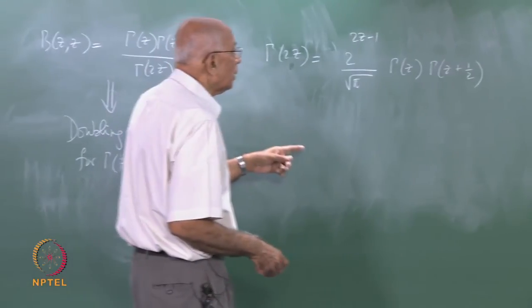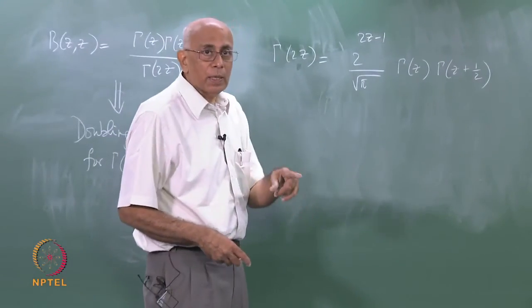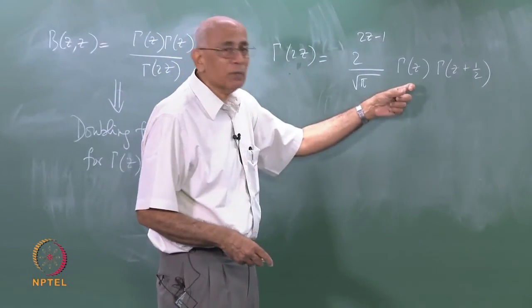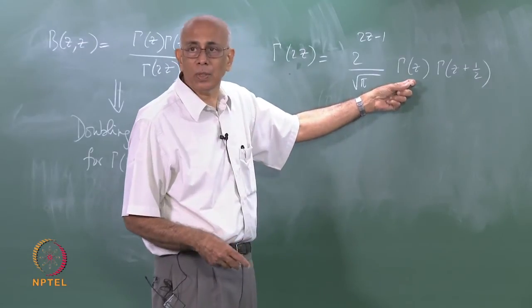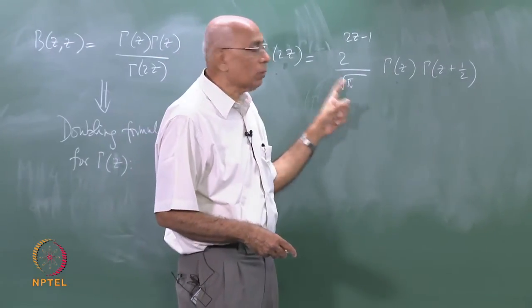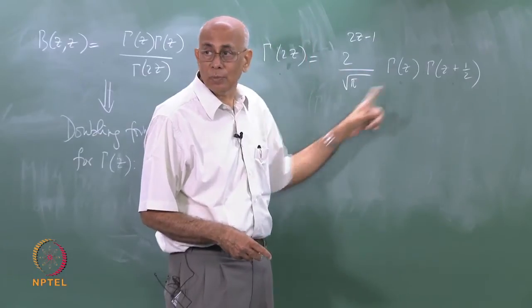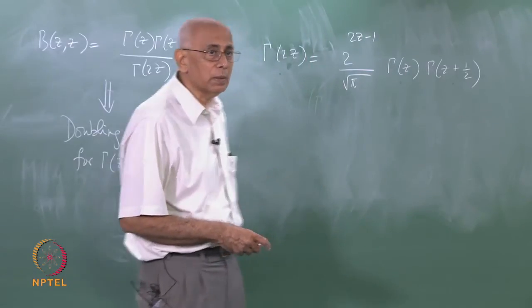So notice in particular that if z is an integer, then this is a factorial, that is a factorial here if it is a natural number, and then this guy here will have a square root of pi on the right hand side, which comes from this formula here explicitly. Okay.